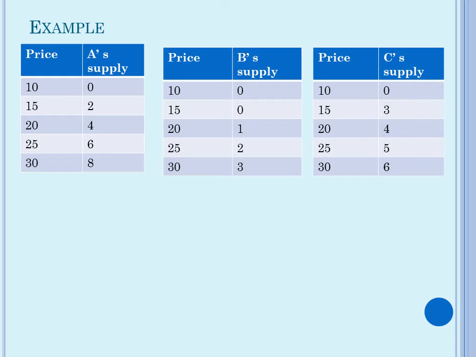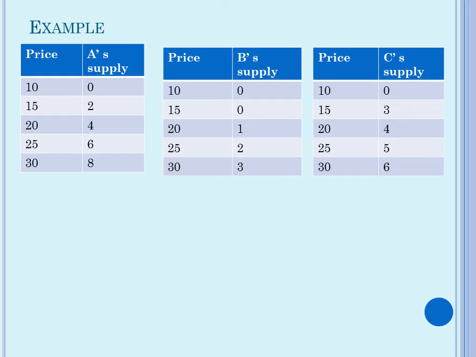The next is C's supply. At rupees 10, C is not supplying anything. At rupees 15, C is supplying 3 units. At rupees 20, it is 4. At rupees 25 it's 5 units, and at rupees 30 it is 6 units. So these are the individual supply schedules.